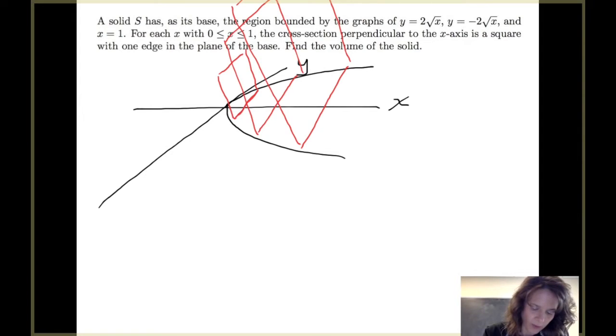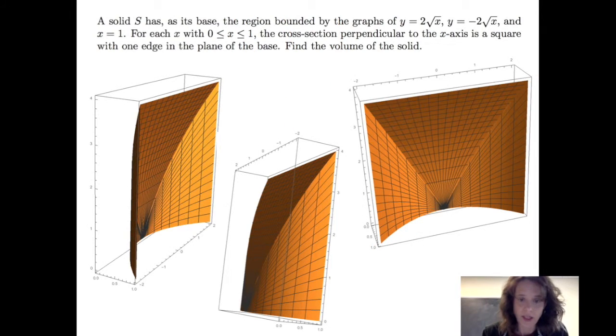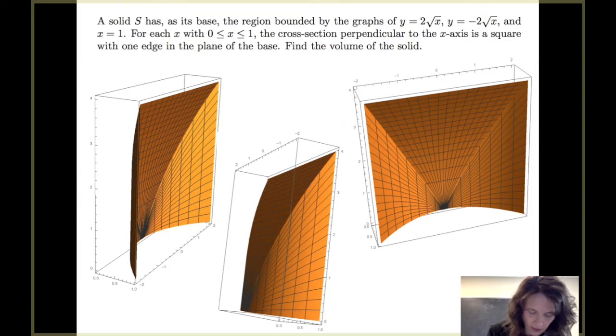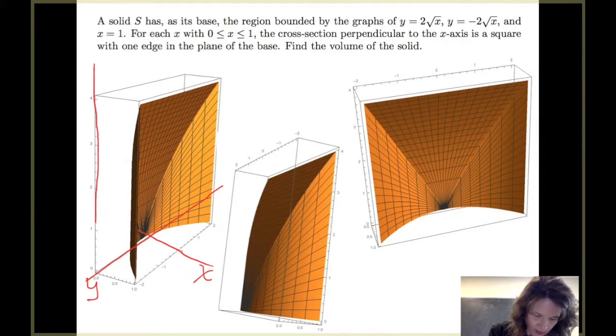So for example, if this line is in the base of the solid, this line is parallel to that, so therefore the edges that arise must also be parallel. To get additional perspective, I've also imported images from Mathematica. Here you can see that I have the x-axis right here. The y-axis is back here. And then I would call this the z-axis.